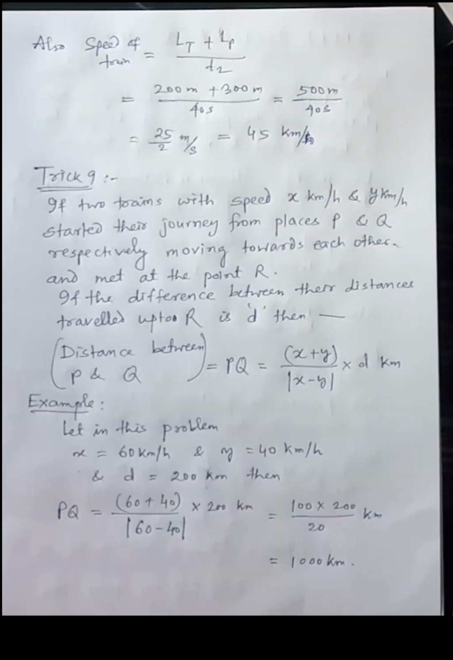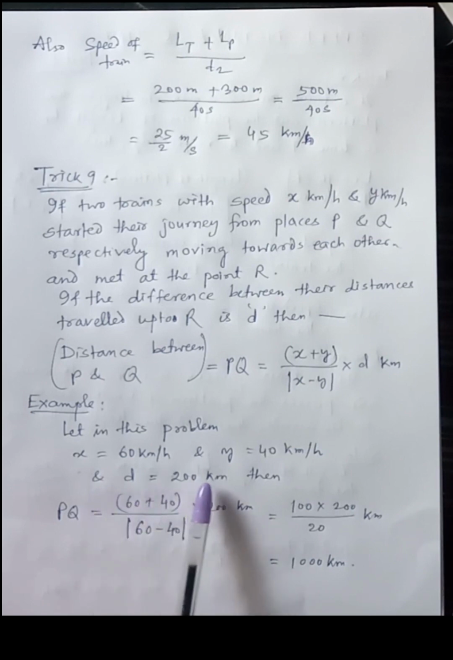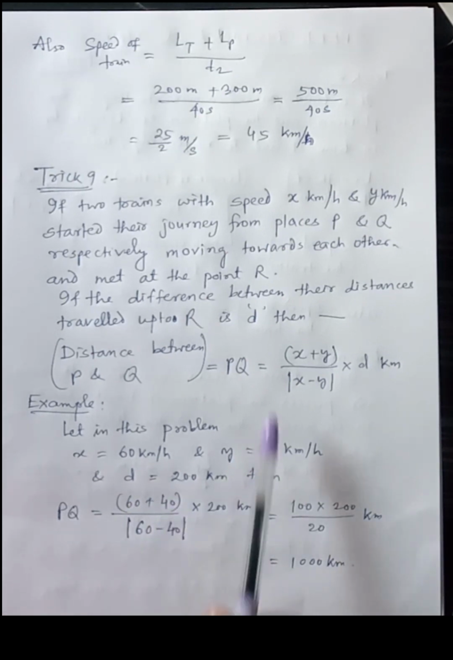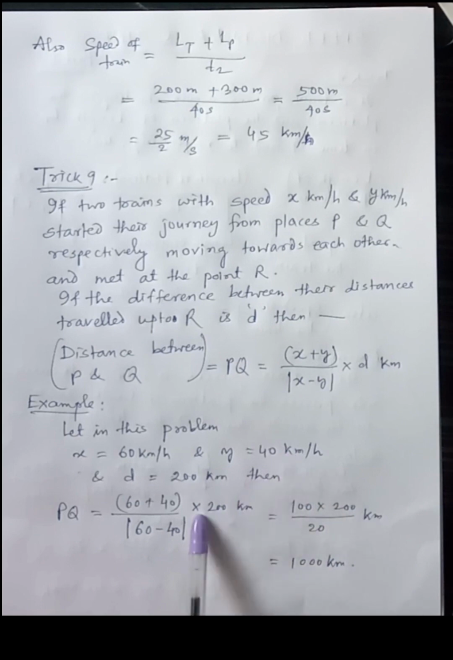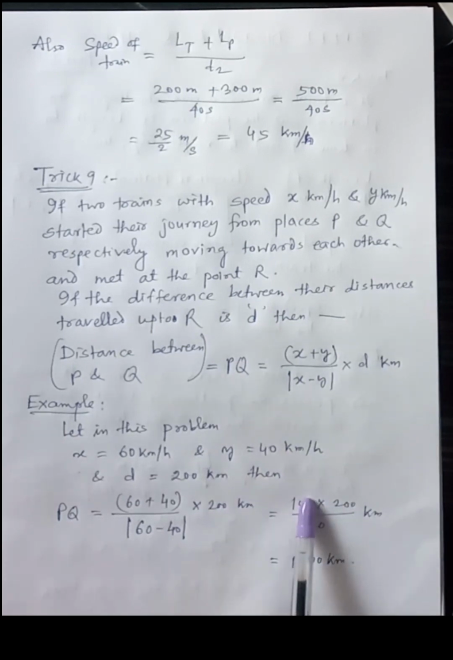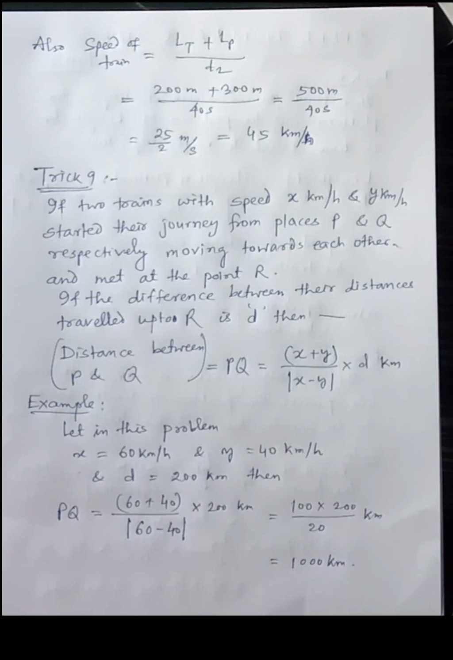Example, let in this problem x is equal to 60 km per hour and y is equal to 40 km per hour and D is equal to 200 km, then PQ is equal to x plus y, means 60 plus 40, divided by absolute value of 60 minus 40 multiplied by 200 km, is equal to 100 multiplied by 200 divided by 20 km, is equal to 1000 km.